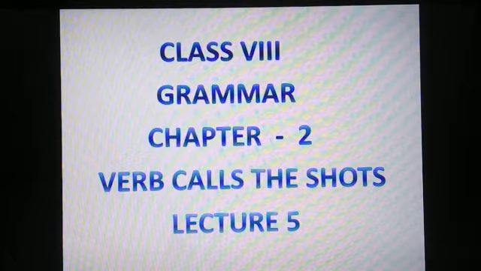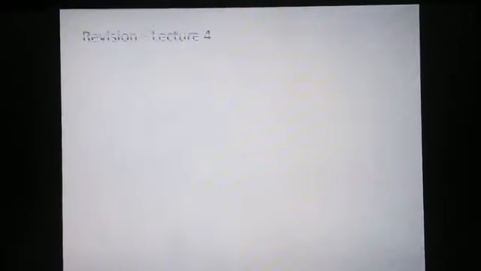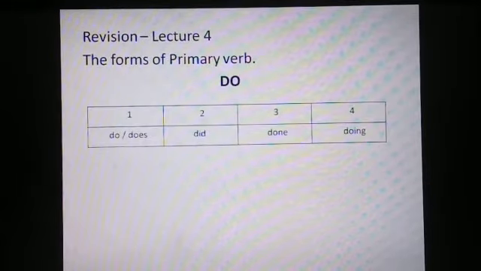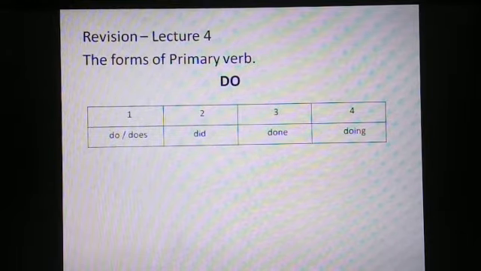Now let us get back to work and quickly revise what we did on Friday. The forms of primary verb do. Do, does, first form of verb. Did, second form of verb. Done is the third form. And doing is the fourth form. Do, does, did, done, doing.